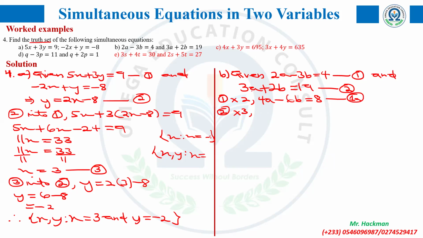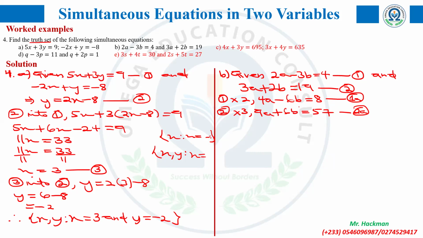so we get 3a times 3, and that will give us 9a. Then we will get 2b times 3, and that will give us 6b. That will be equal to 19 times 3, and that will give us 57. Am I right? So in effect, we are going to also call this one equation 2a. So we are going to work on 2a and 1a.